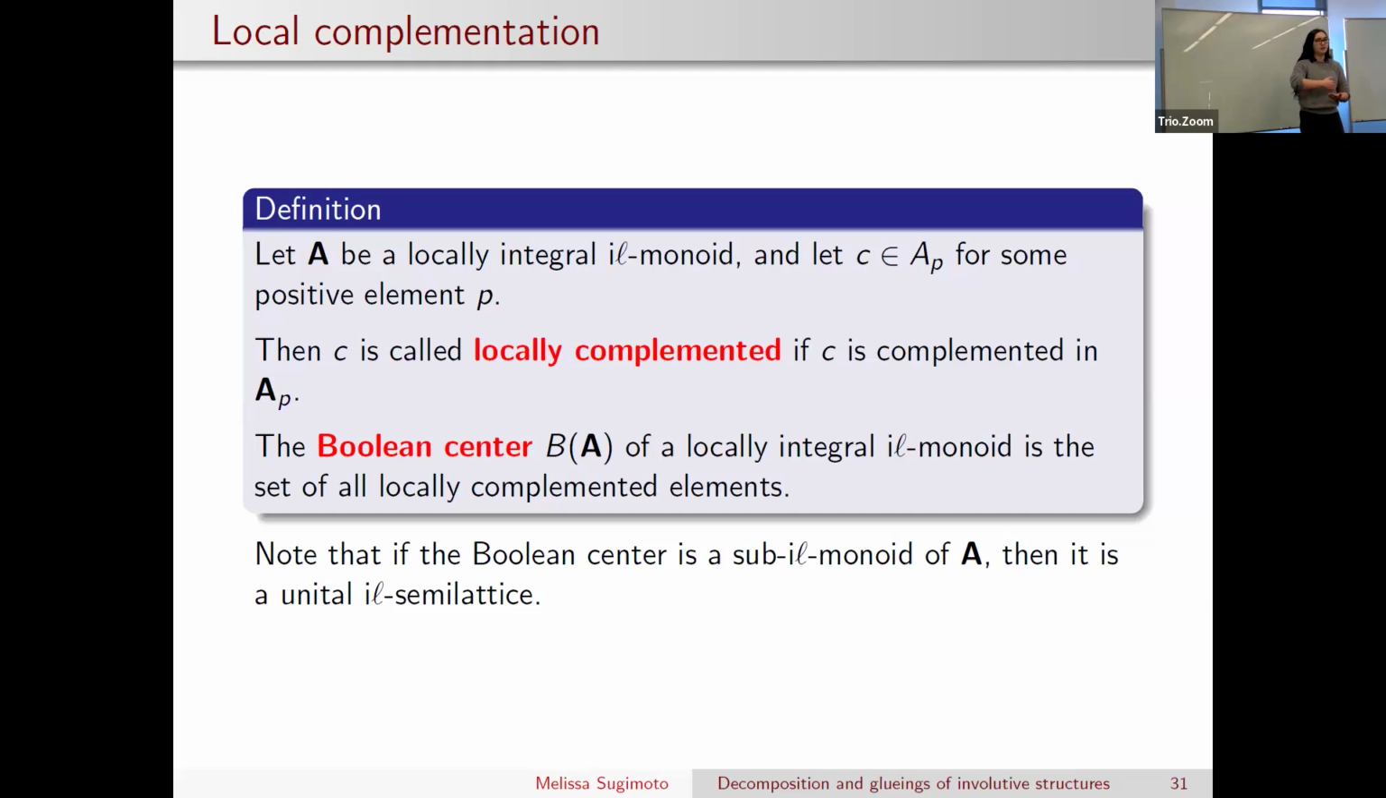What we can notice is that if the Boolean center is a sub-IL monoid of A, if all of those homomorphisms, the phi morphisms, act nicely with respect to the Boolean center, then we get a sub-unidal IL semilattice sitting right inside our locally integral IL monoid, which means we're very nearly in the setup of the 2021 paper that only dealt with unidal IL semilattices, because we've got one of those sitting inside it, and then we've just got some extra elements.